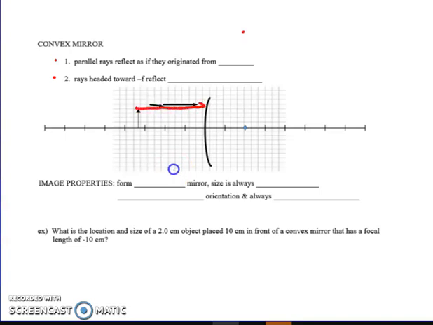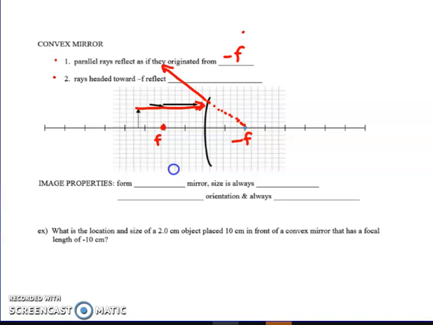Parallel, it's not going to reflect through the focal point. It can't. It's not a converging mirror. But it reflects as if it came from the negative focal point. So you're going, what's a negative focal point? Well, it's the opposite. If this is the focal point of a concave, the negative F would be inside of the convex mirror. What I'm trying to say here is if I draw a reference line from the focal point to that mirror, that's how the ray will reflect, as if it came from there. And that's consistent with the idea of it diverging.